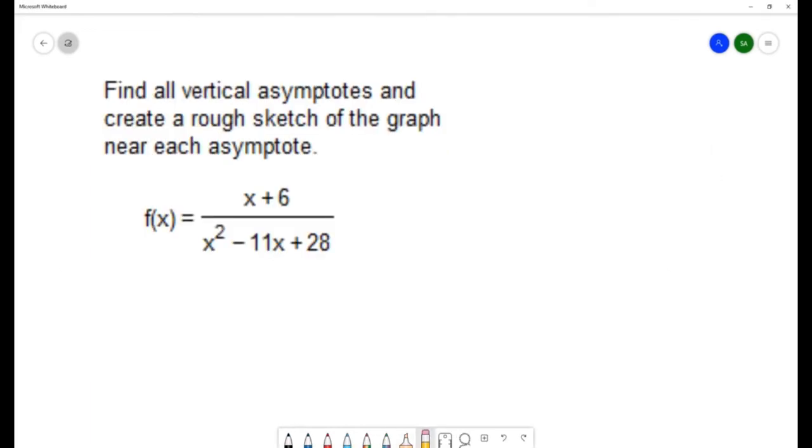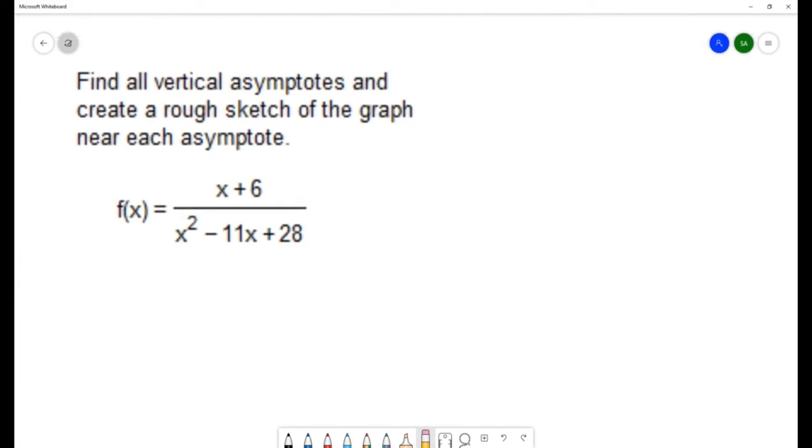For this question, we want to find all vertical asymptotes and create a rough sketch of the graph near each asymptote. But when we're looking for vertical asymptotes, we need to first find any restrictions we have on this rational function. So we're going to do that by setting the denominator equal to 0. We set that denominator, x squared minus 11x plus 28, equal to 0.